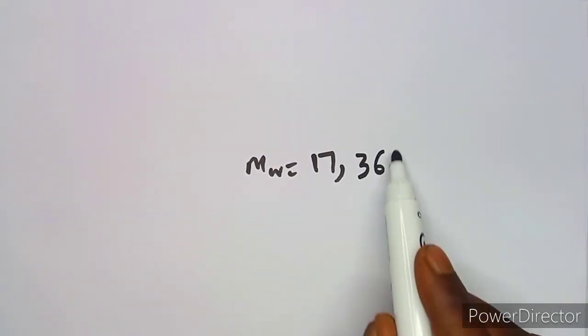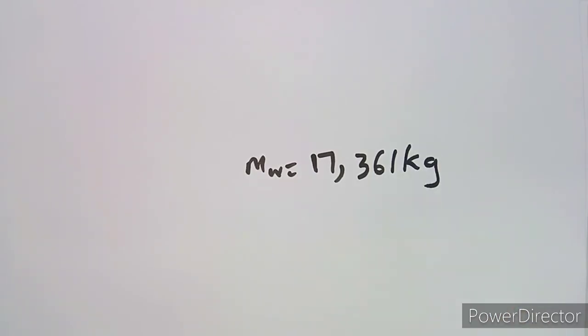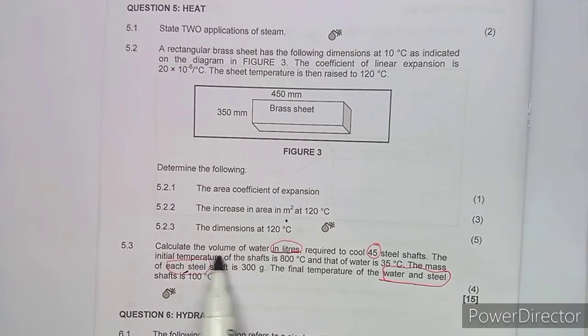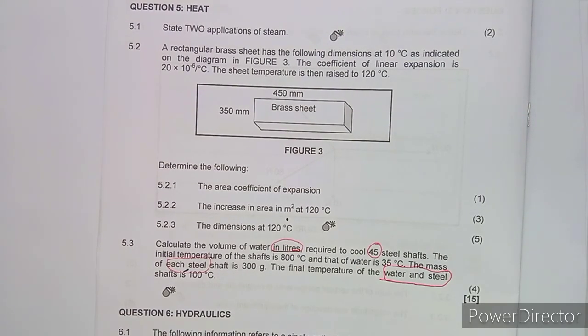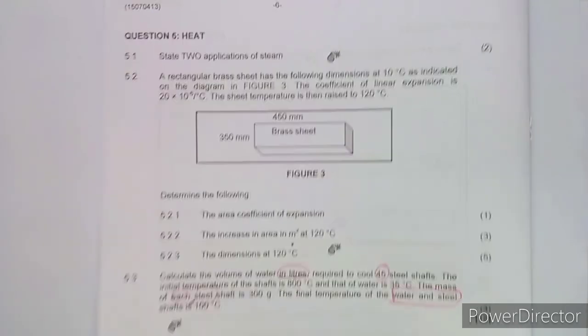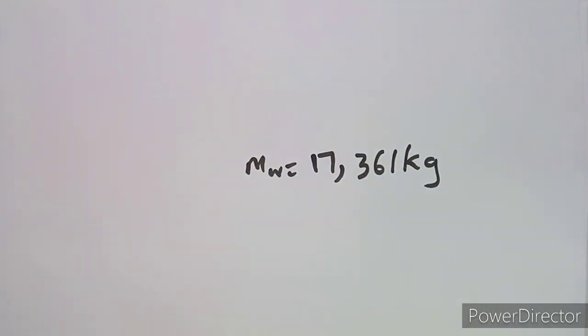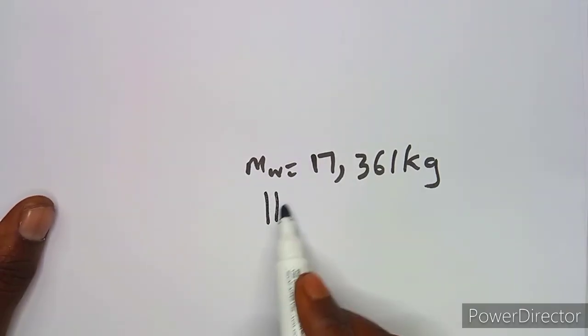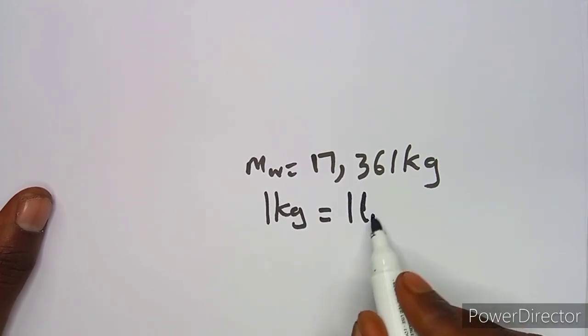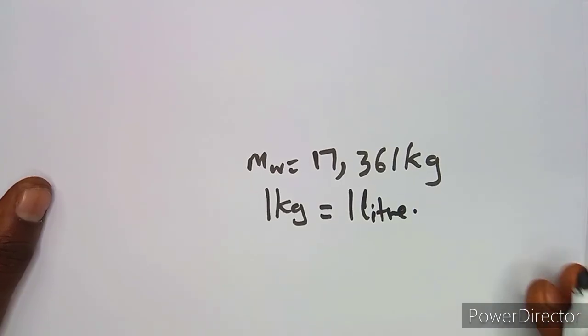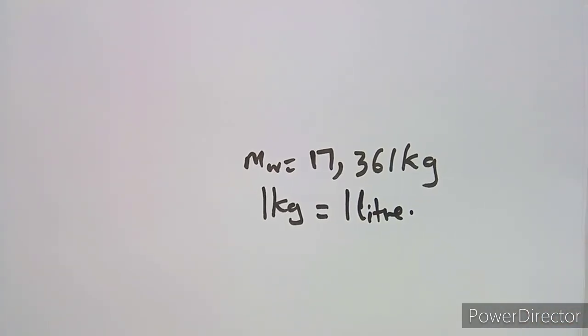Okay, but this mass of water is in kgs, but the question is, we need to find the volume of water. Calculate the volume of water in liters required to cool. So we need the volume of water in liters, not in kgs. So what are we going to do there? How are we going to convert? Okay, so the relationship is simple. You're going to use the relationship of 1 kg being equal to 1 liter.